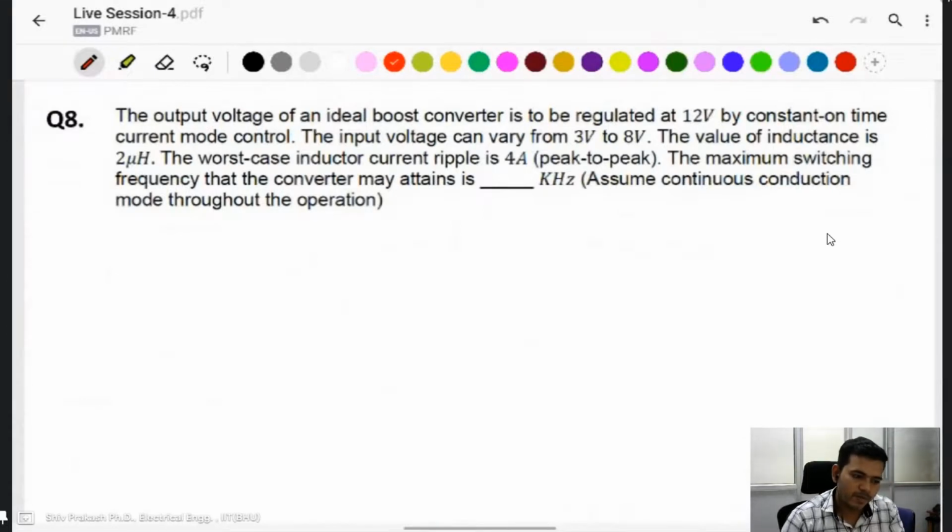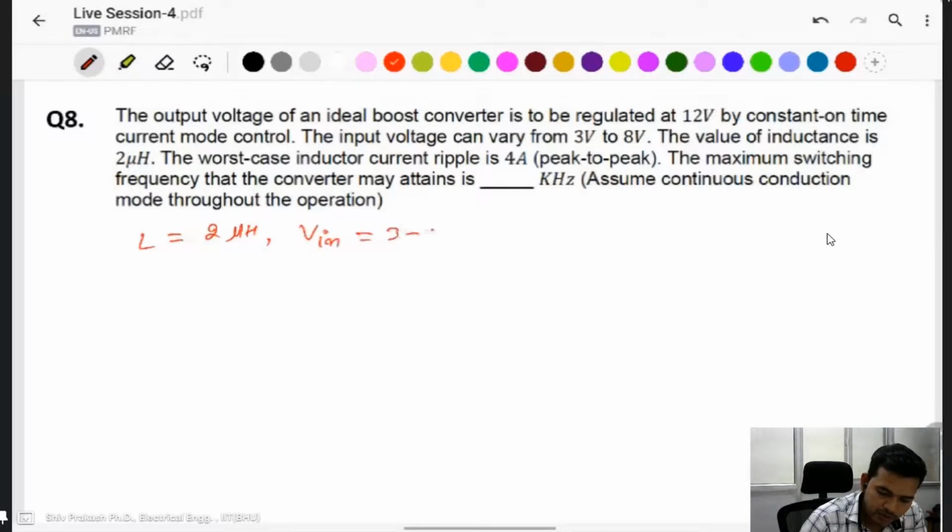Question number 8. The output voltage of an ideal boost converter is to be regulated at 12 volt by constant on time current control mode. The input voltage can vary from 3 volt to 8 volt. The value of inductance is given as 2 microhenry. First of all, I write this 2 microhenry. V in varies from 3 to 8 volt. V output is given as 12 volt.